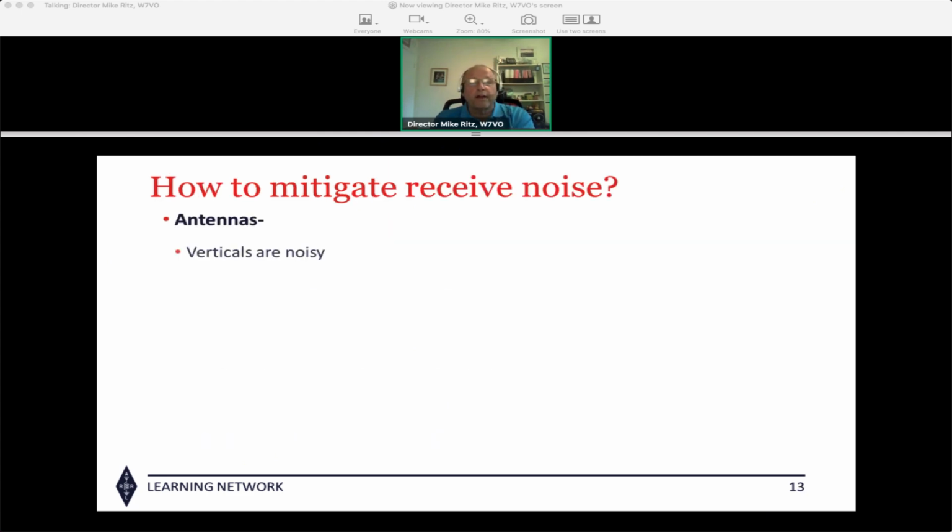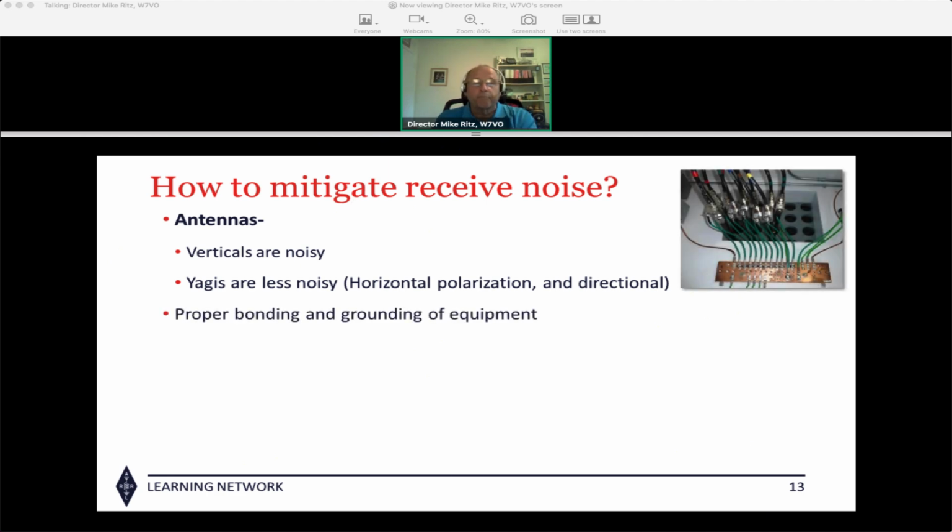So how do we mitigate receiver noise? Well, we can take a look at our antennas. Verticals are inherently pretty noisy. Yagis are much less noisy, right? They're horizontally polarized, but they're also directional. Verticals are omnidirectional. Yagis are directional, so you can point your antenna more towards the signal, right? Increase the level of signal, and you can also turn it to null a noise source. So there are two different things you can do with the Yagi.